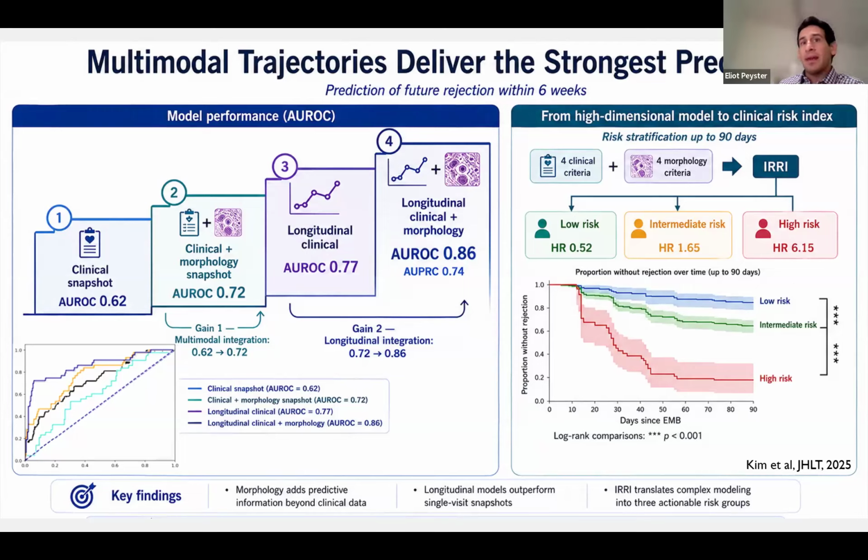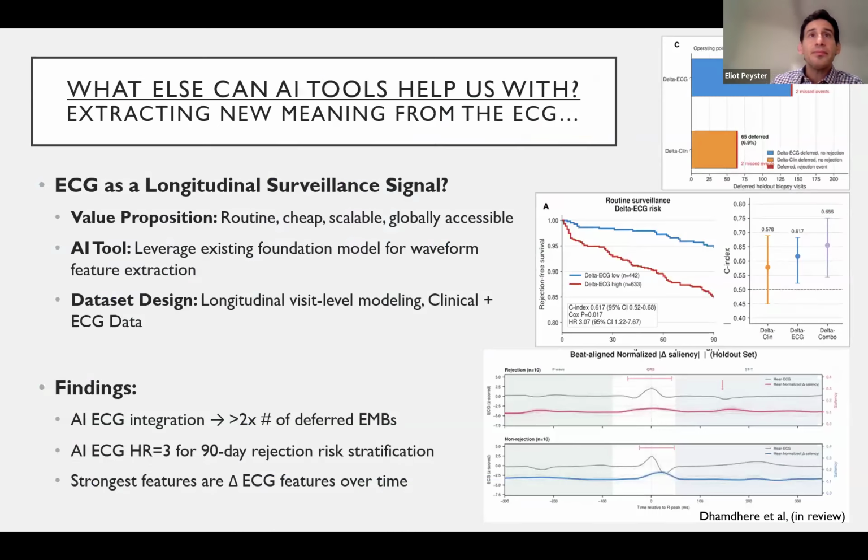Results like this begin to open up the possibility of real personalization in patient management plans. For a low-risk patient, this could mean fewer visits, fewer biopsies, and avoiding unnecessarily aggressive immunosuppression. While for those high-risk patients, it could mean closer monitoring, delaying immunosuppression weaning, or even trials of rejection abortive therapies.